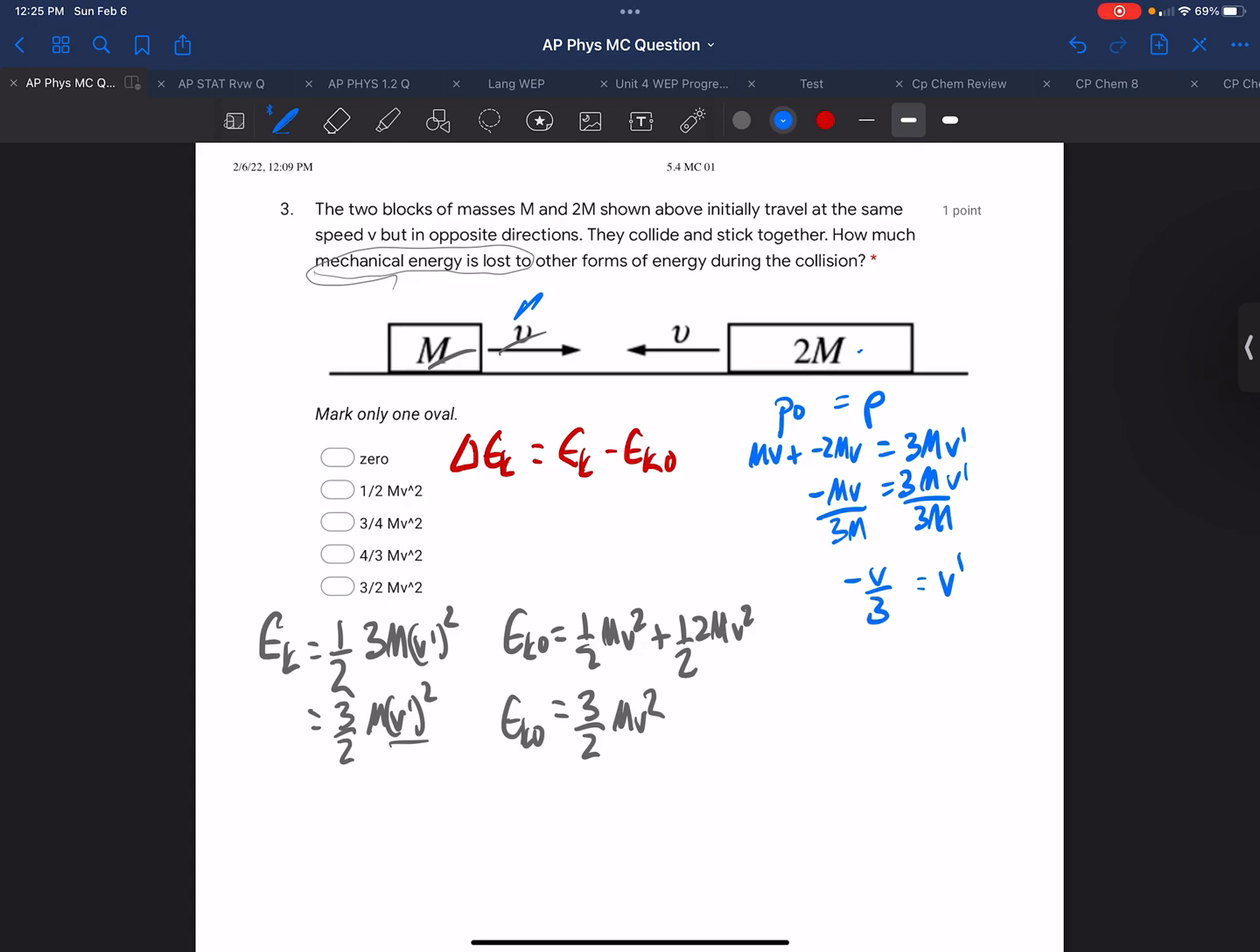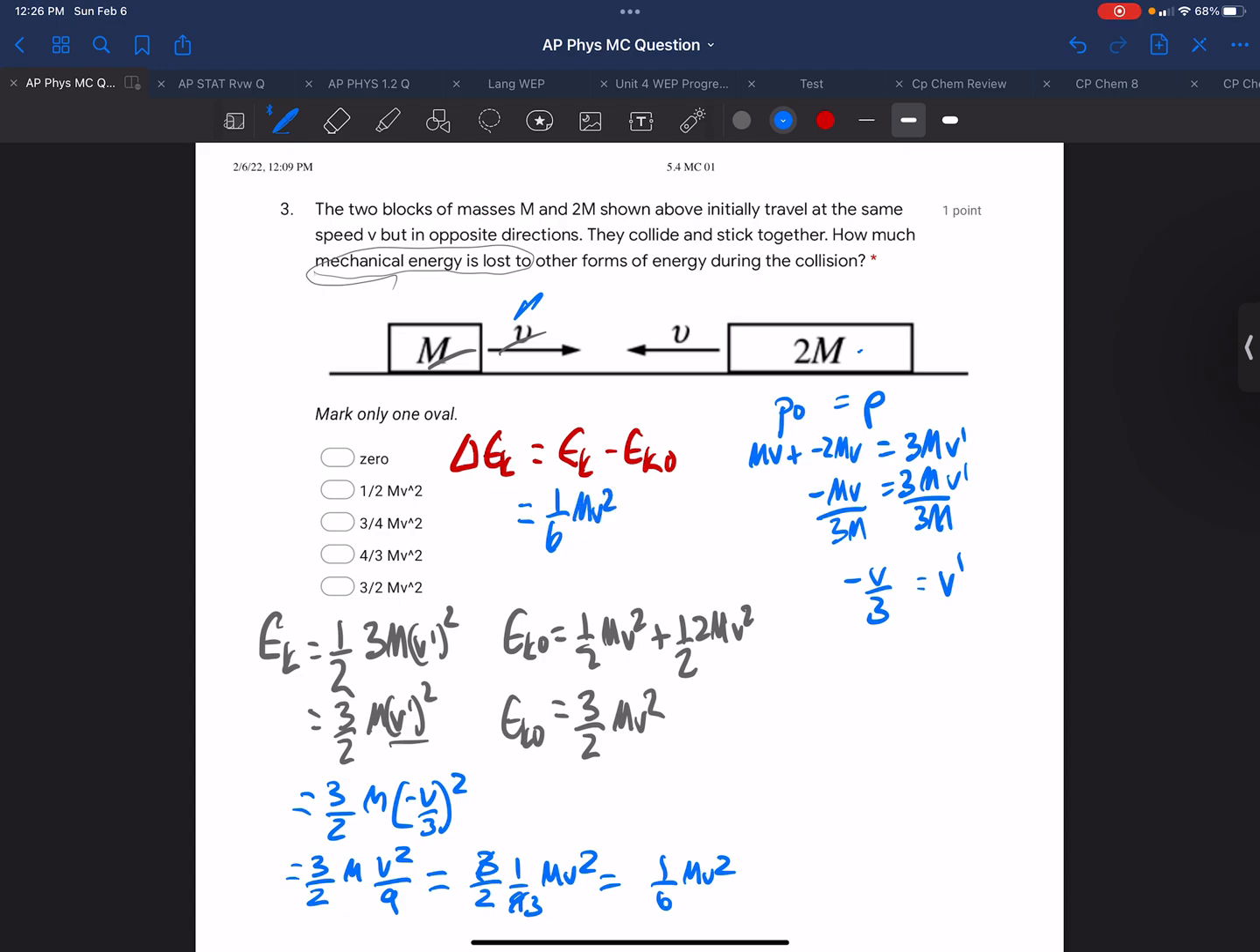So now we have an expression for v prime. We can substitute that in over here, 3/2 times m times minus v over 3 quantity squared, which is 3/2 m v squared over 9. And that is 3/2 times 1 over 9 mv squared. So that gives us 1/6 mv squared. Now bringing that up to the top, we now know that we have a kinetic energy of 1/6 mv squared.